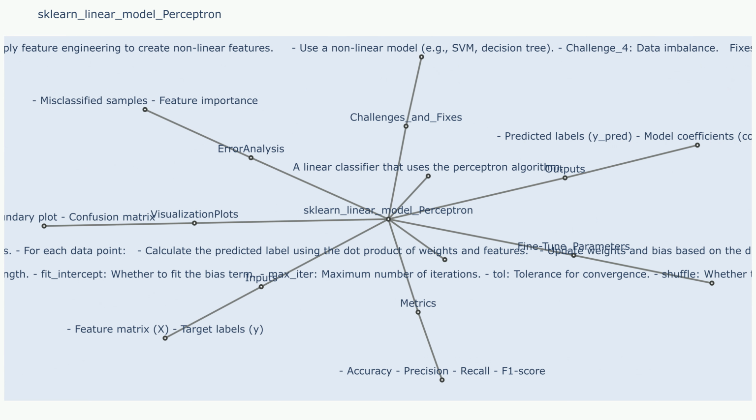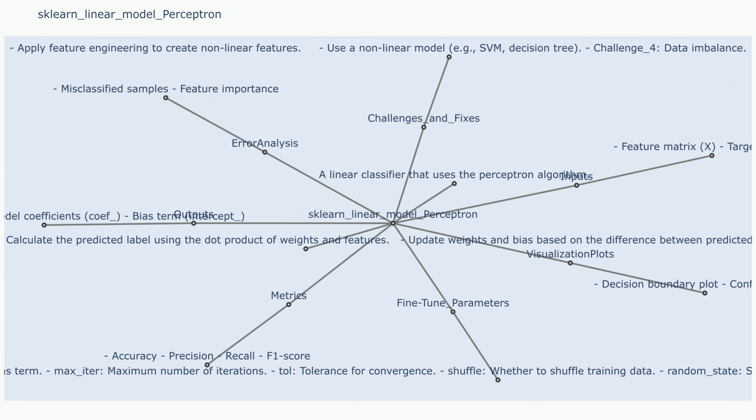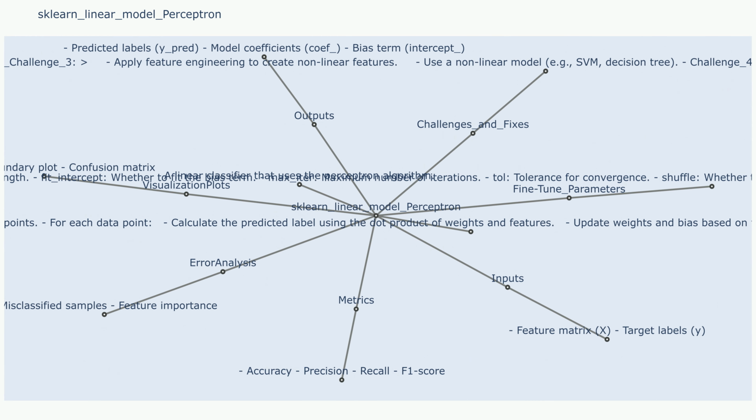Challenge 2: sensitivity to scaling. The perceptron is sensitive to the scaling of the features. If the features have different scales, the algorithm may favor features with larger scales. Sample use case that resulted in challenge 2: training a perceptron on a dataset with features that have different scales. For example, one feature is in meters and another feature is in kilometers. Fixes to challenge 2: feature scaling techniques, such as standardization or normalization.